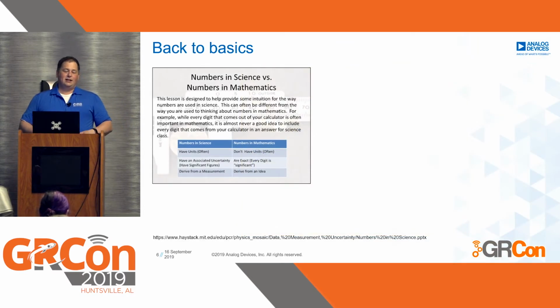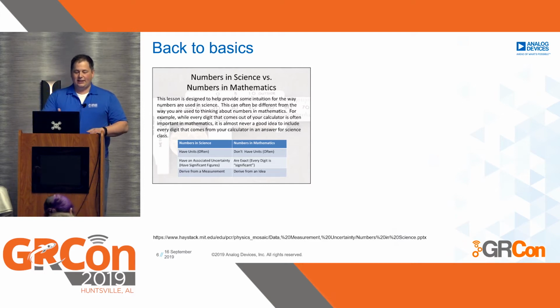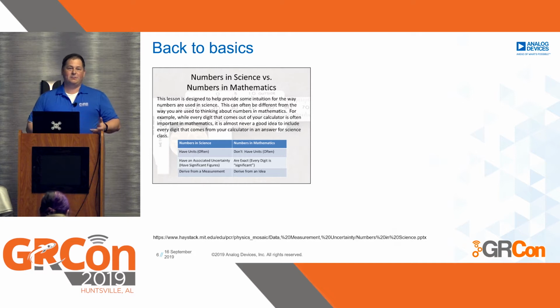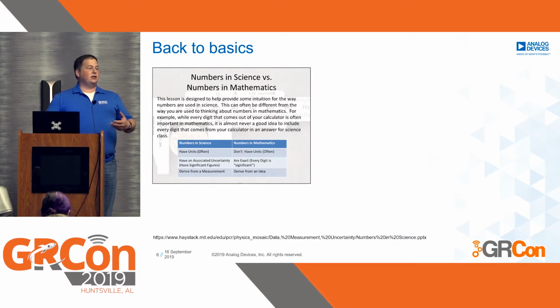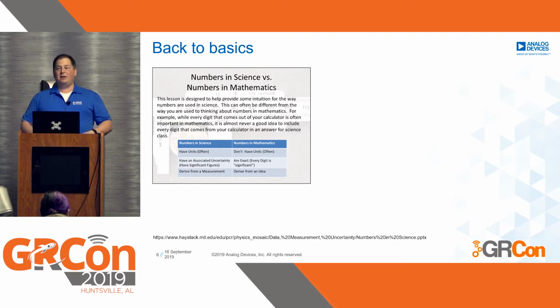On the number side, numbers in science versus mathematics. Numbers in science, this is actually a presentation that was funded by the Haystack at MIT, where they do a lot of outreach at the high school science level, where numbers in science have units. Numbers in mathematics don't have units. Numbers in science always have some associated uncertainty or ambiguity. There's always significant digits. And numbers in mathematics, every number in your calculator, every number in GNU Radio, every number in MATLAB, that's significant to n numbers of digits.